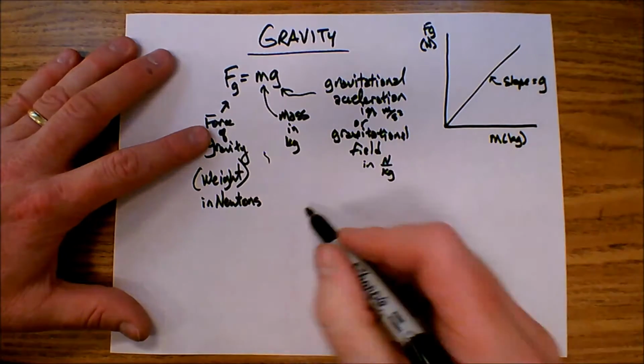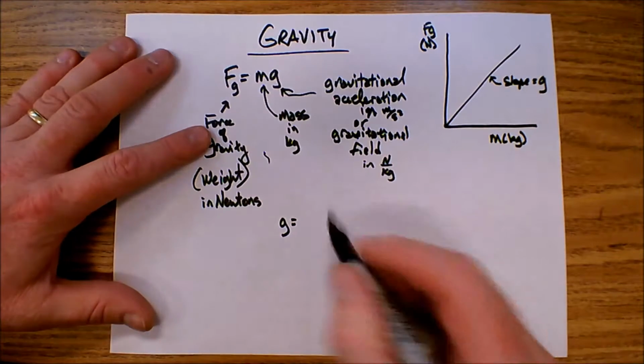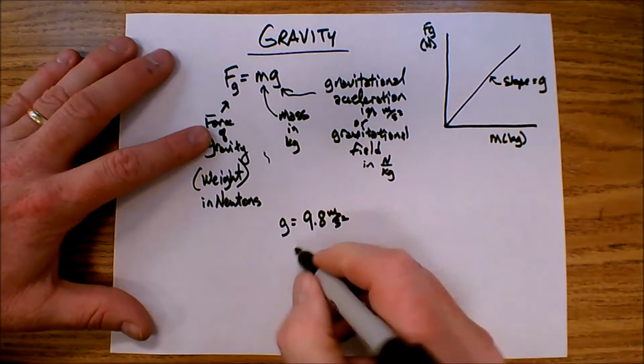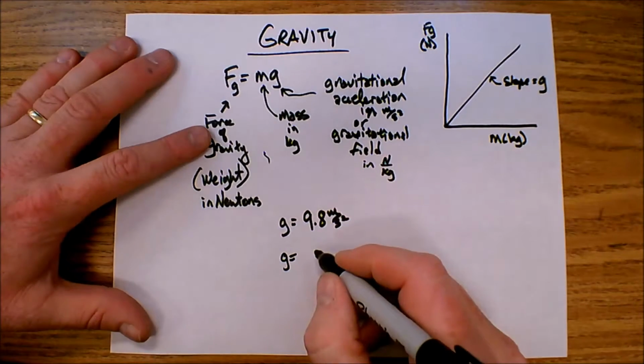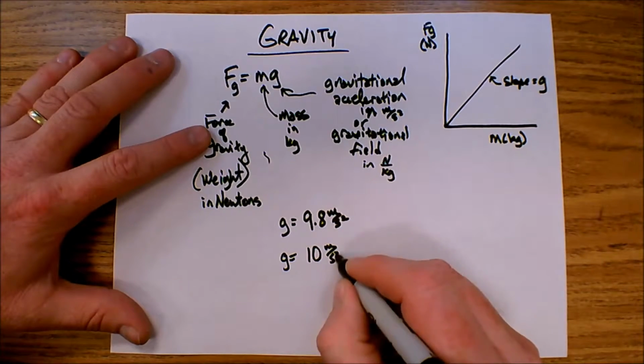So for objects near the Earth's surface, little g, the gravitational acceleration or the gravitational field, is about 9.8 meters per second squared. Or sometimes, to make the math easier, we'll just go ahead and round that to a nice even 10 meters per second squared.